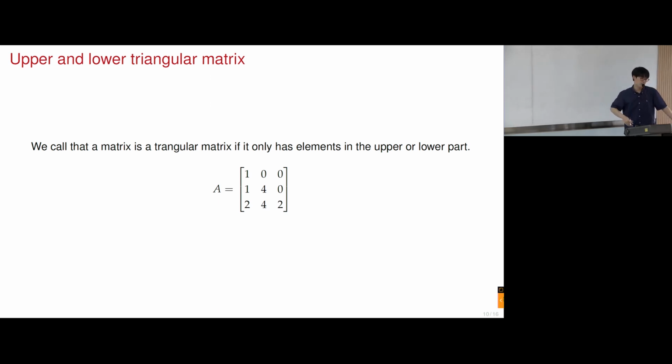So the example I put here, this matrix would be something called a lower triangular matrix, right? Because there's an element in the bottom part. So something like this, okay?